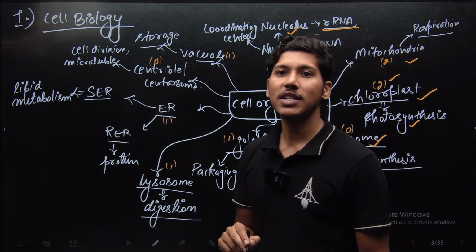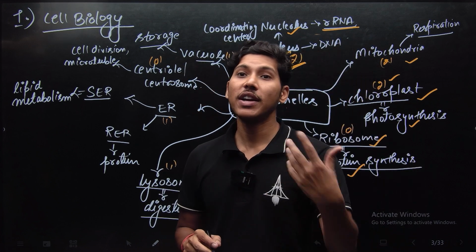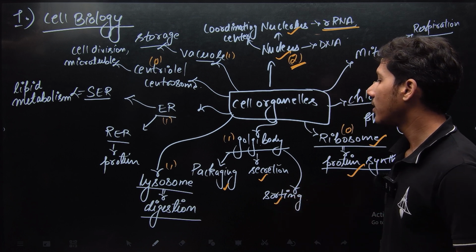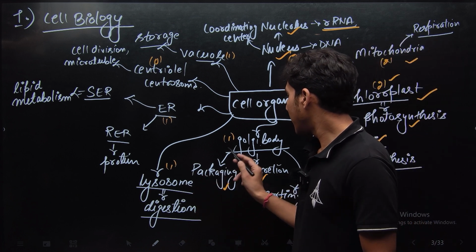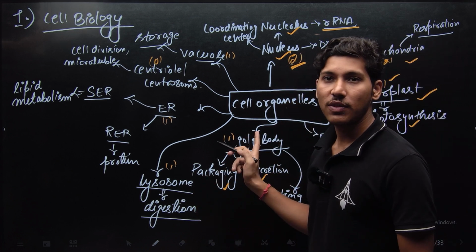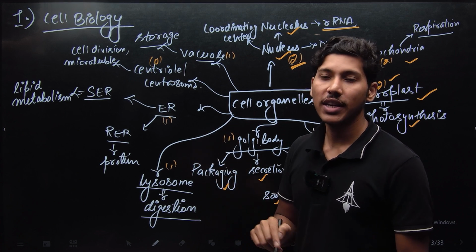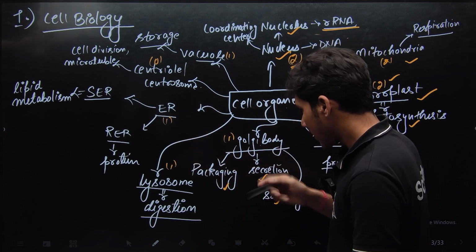Golgi body is very essential because it is involved in different kinds of functions like packaging, secretion, and sorting. Also, it's a single membrane structure. It was discovered by Camillo Golgi in the 1800s.